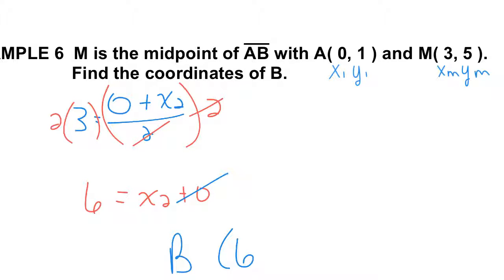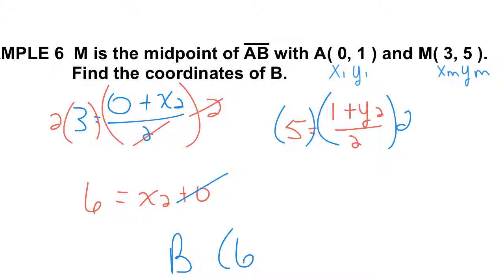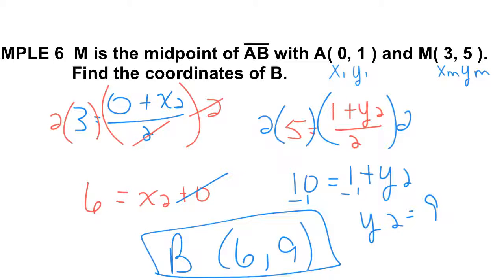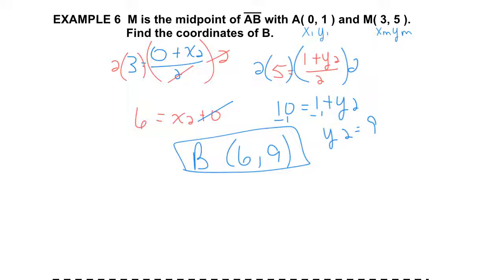Let's move over here to the y's. Well, I know the midpoint of y is 5. And that's going to be 1 plus y2 over 2. Same situation as last time. I multiply both sides by the denominator. I get 10 equals 1 plus y2. And I can subtract 1 from both sides, and I get y2 equals 9. So the endpoint B is the point 6, 9. So really be careful on those. I can see where it can kind of be confusing.